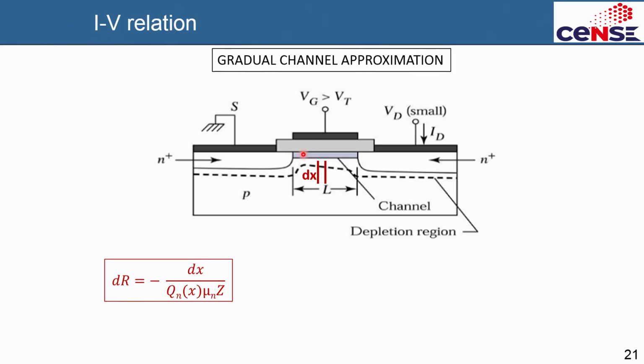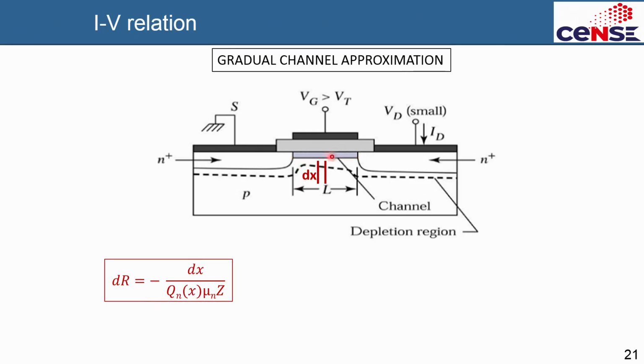Qn is actually the inverted electron charge, which is a function of position x. I am calling this x. As a function of x, your inversion charge will change, because I showed you that at pinch off, eventually here your charge will become 0, like a triangular profile. So, Qn of x is essentially the electron charge as a function of x.